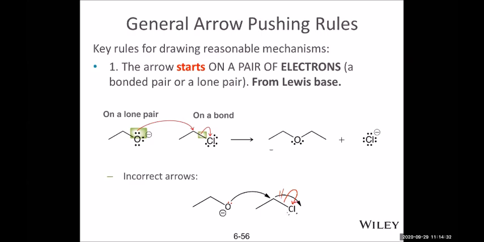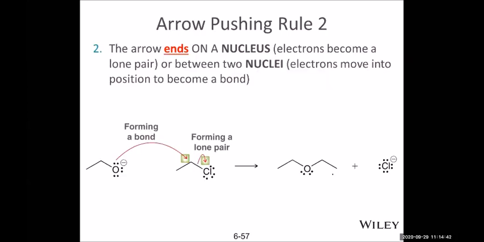And the chlorine should have multiple lone pairs already. Okay, so that's the main problem with this. The arrowhead, or the fish hook, whatever, should end on a nucleus, meaning an atom, or between two nuclei, which means a single bond becomes a double bond.